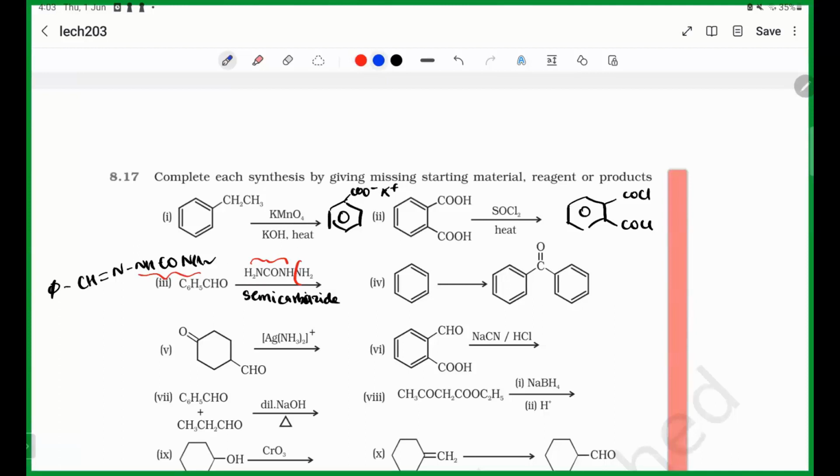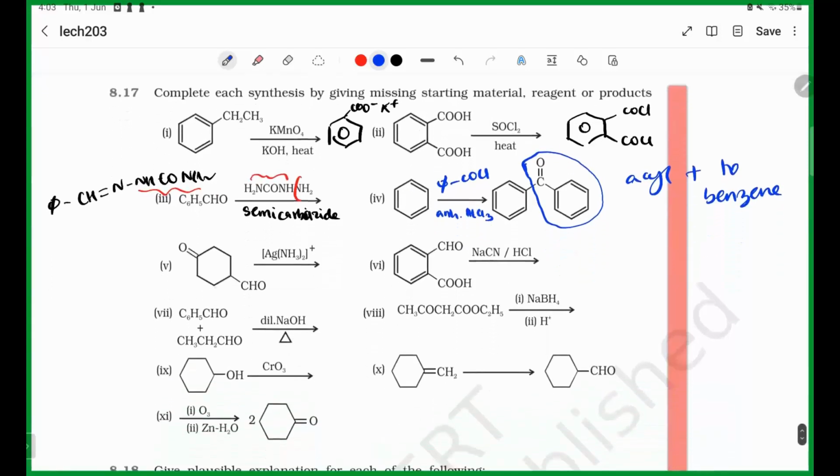Okay, benzene to benzophenone. Benzene to benzophenone. In this case, as you can see, this is an acyl group, right? If you think about it, this entire thing is an acyl addition to benzene. So what can give an acylation? Well, Friedel-Crafts acylation, right? So imagine adding benzoyl chloride. If you add benzoyl chloride in the presence of anhydrous AlCl3, then you can get this one.